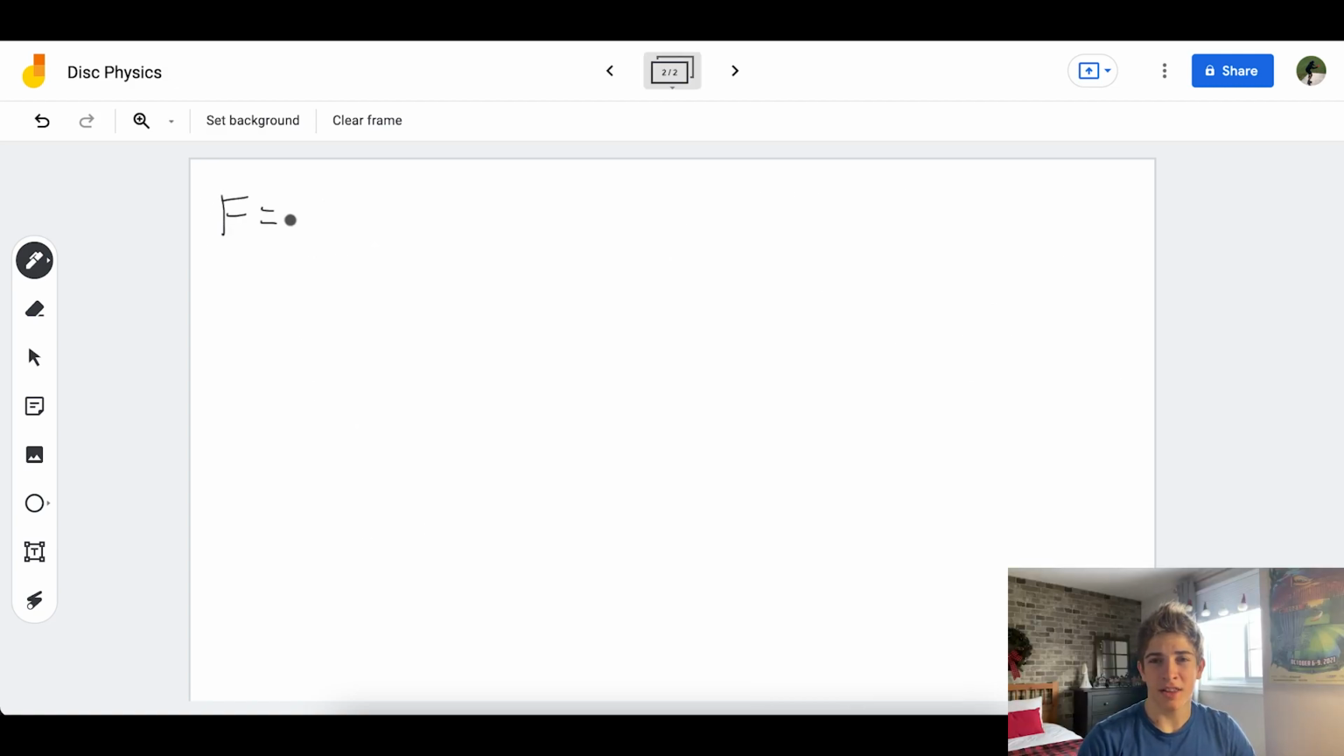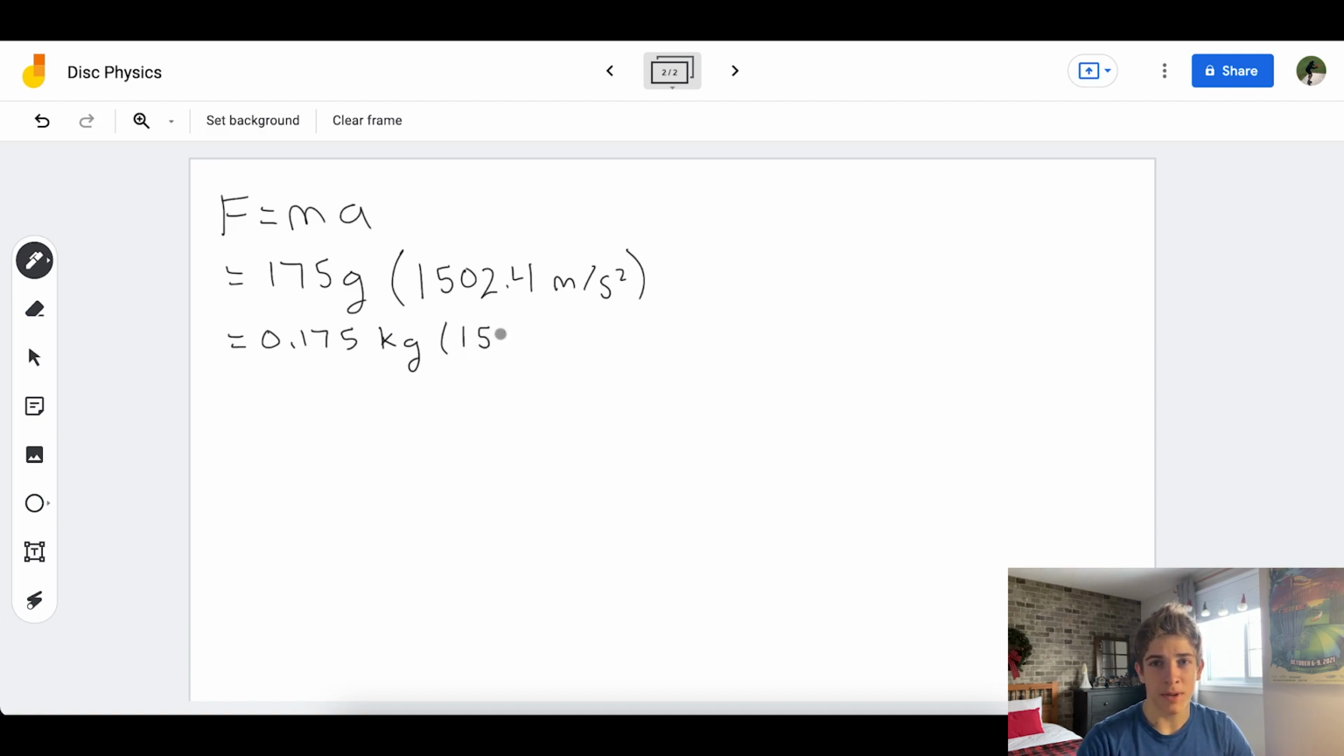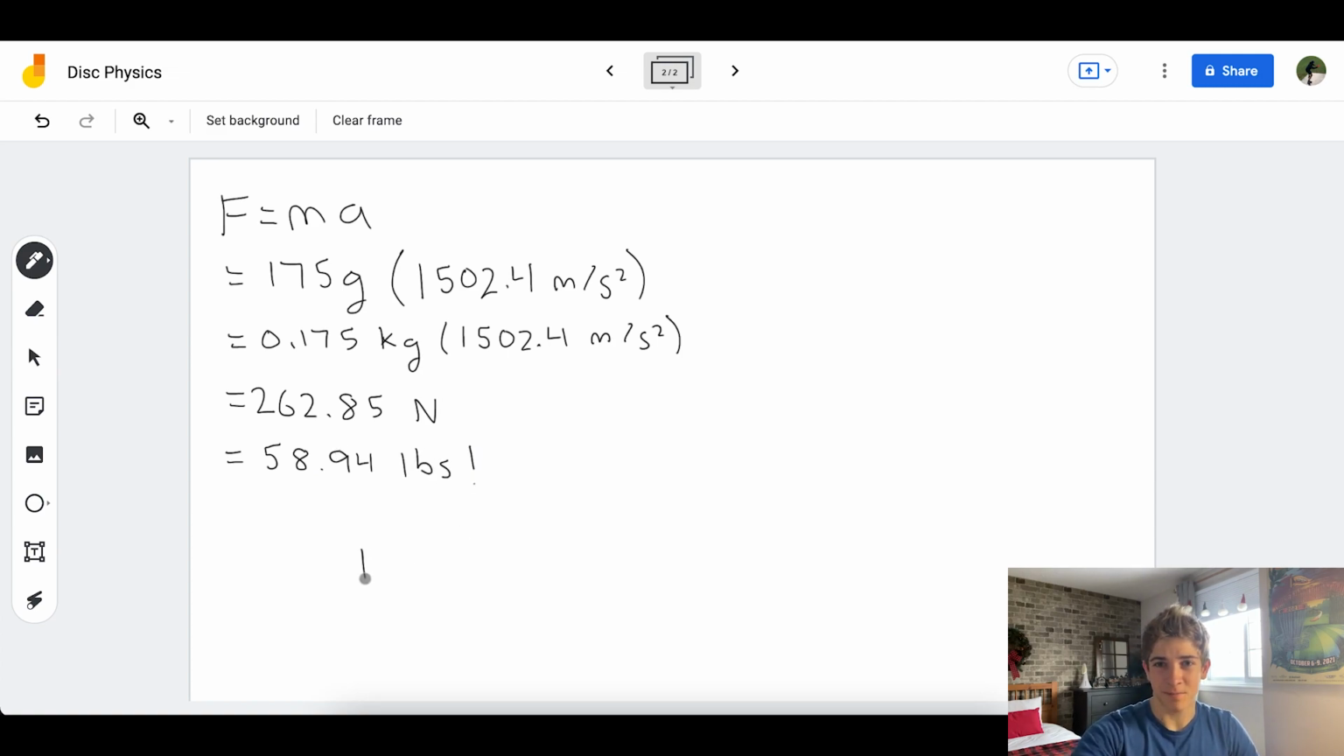Next, I'm going to calculate the peak force on the disc. So it's calculated by mass times acceleration. And since we already know that the mass is 175 grams, we just multiply that by 1502.4 meters per second squared, and we get a force of 262 newtons. And then you can convert that to pounds just on Google or something, and it gets us 58.94 pounds of force right at the peak there.